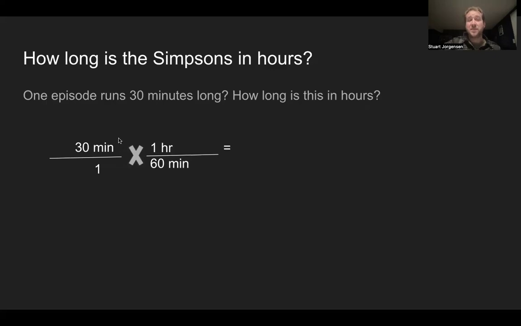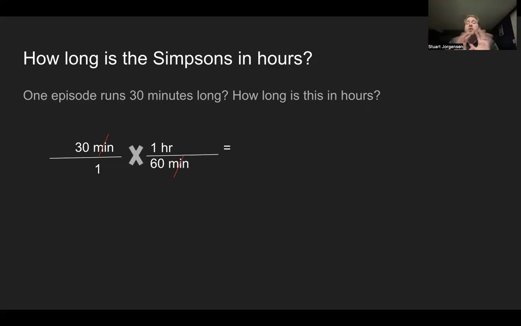We've got minutes up top in the first part. I'm going to put my minutes in the bottom in the second part. My hour goes on top, right? 1 hour divided by 60 minutes. Well, this is just 1. I can multiply whatever I want by 1. That's not going to change the length of the Simpsons episode. It's just going to change the units it's reported in. And if our minutes are across from each other, those units actually cancel, right? Because one's on top, one's on bottom when we start to math here.